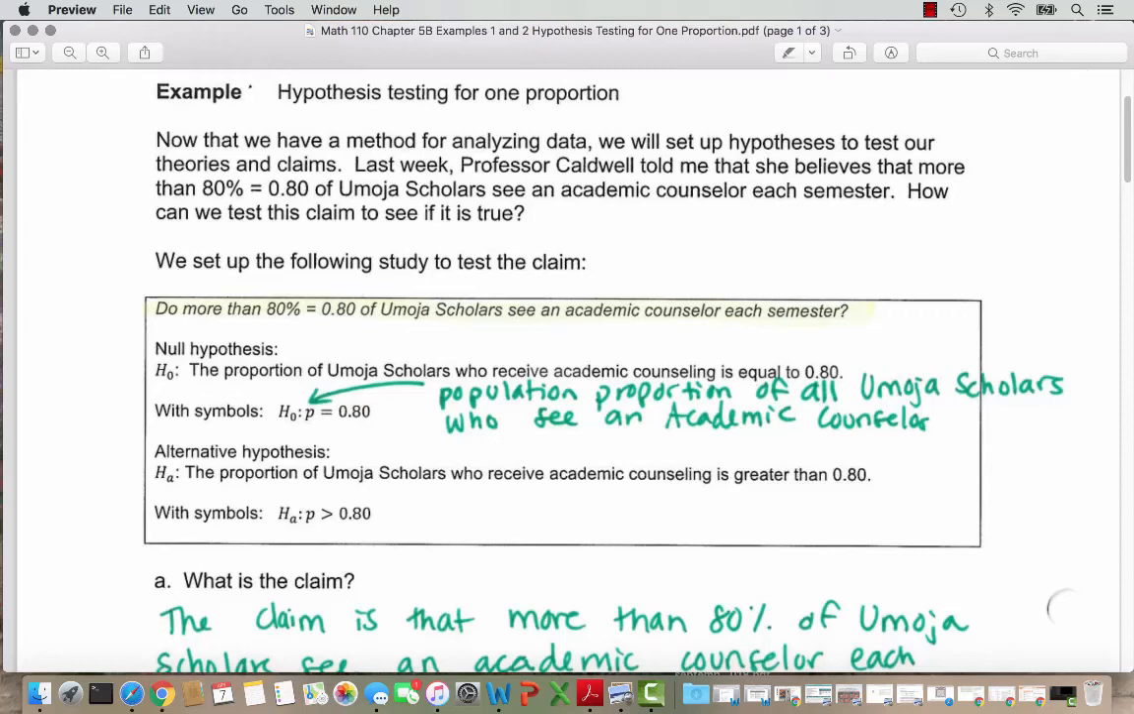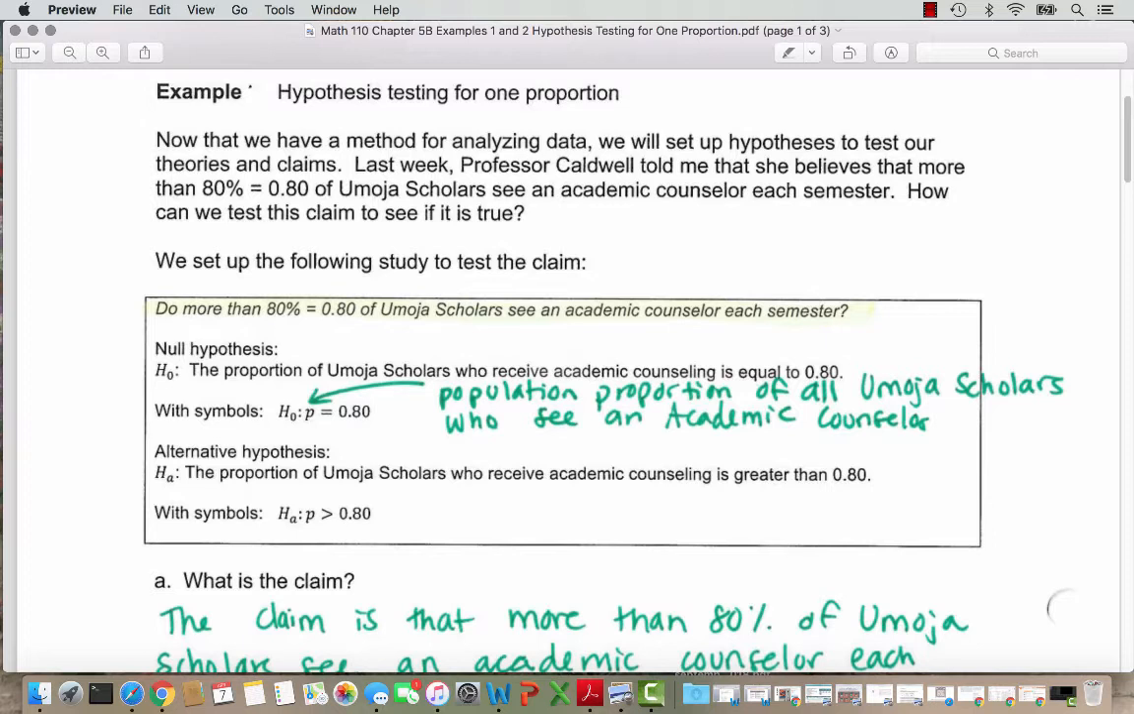In these examples, we take a look at hypothesis testing for one proportion. Recall that proportions are the data values that correspond with categorical data. If we were counting the number of times that we get heads out of 10 coin flips, we would have something like 3 out of 10 or 4 out of 10, and that would be our proportion counting the number of heads, because heads are categorical data.